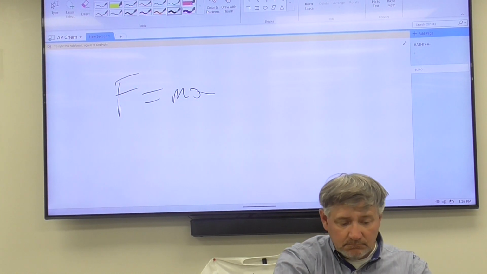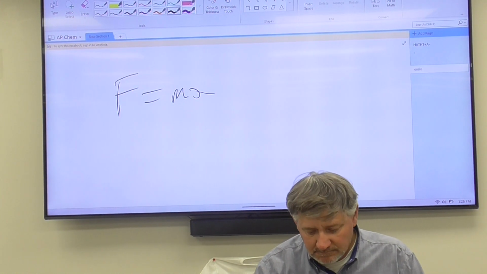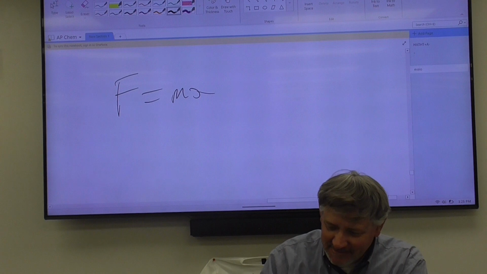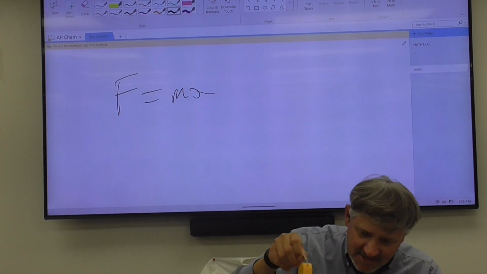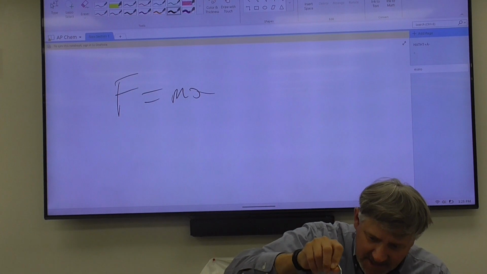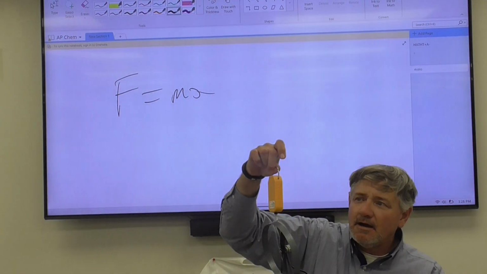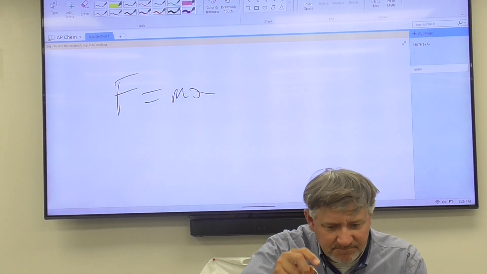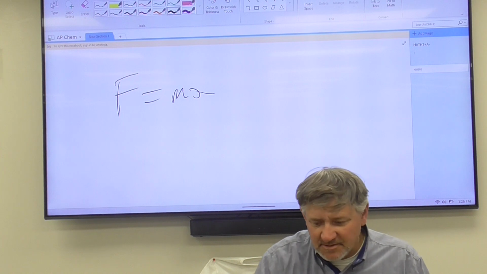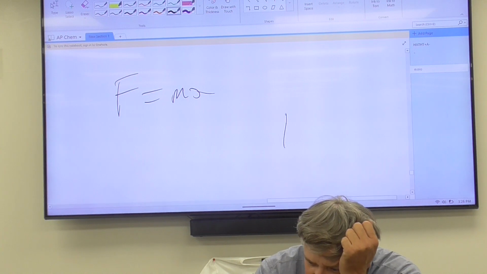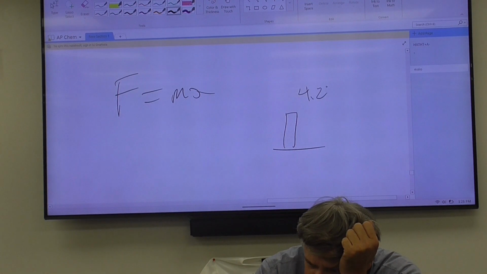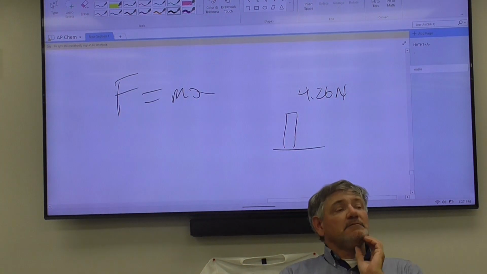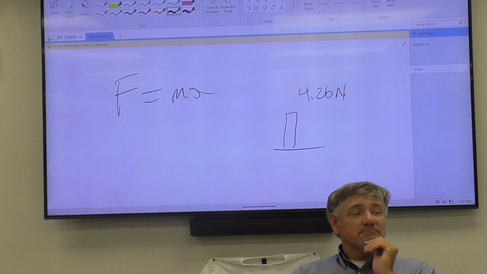Weigh it. I happen to have a Newton scale. So I take this, I hang it up, and I get 4.26 newtons. Okay? So, Thatcher, the fan cart weighs 4.26 newtons. How can I find the mass of the cart? Divide by the acceleration of gravity. Which is? 9.8 meters per second squared.